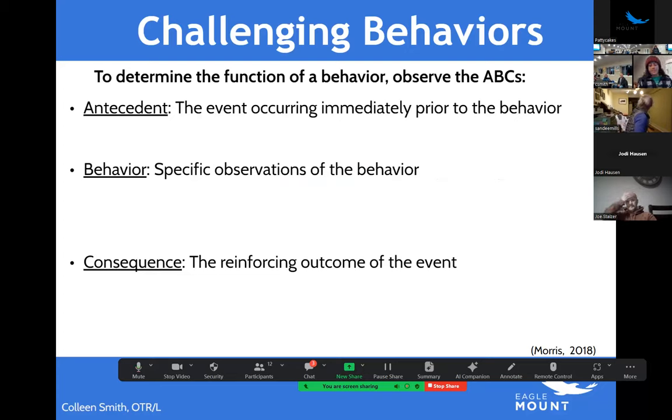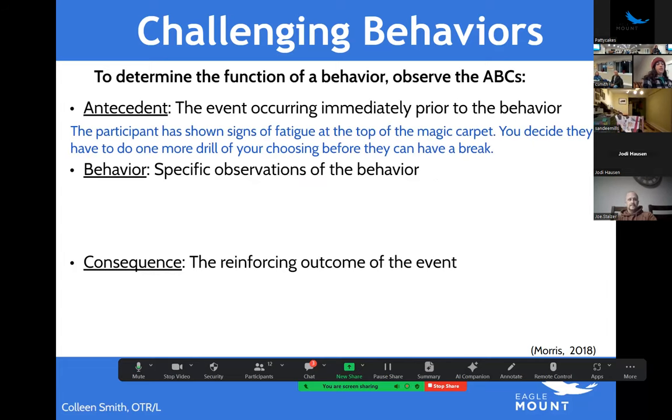So the ABC model is, I think, really helpful for thinking about behaviors. The A is antecedent, so the event occurring right before the behavior. So this is the trigger. What happened, what led up to that behavior. B is the specific observations of it, and then C is the consequence. So how is this then reinforced? What was the outcome? And we'll do a little ski example.